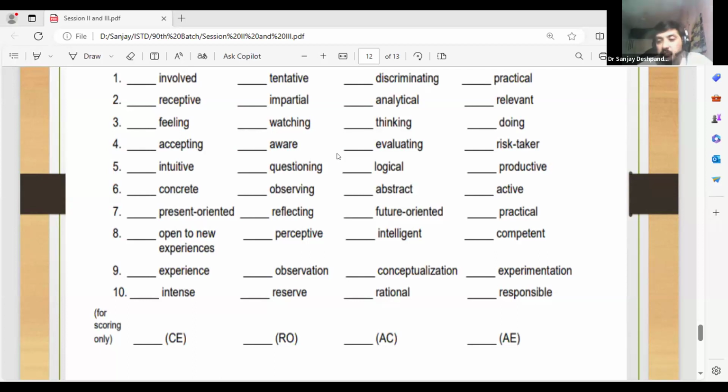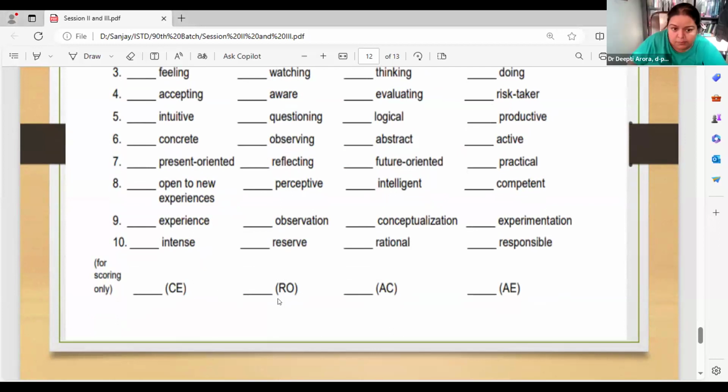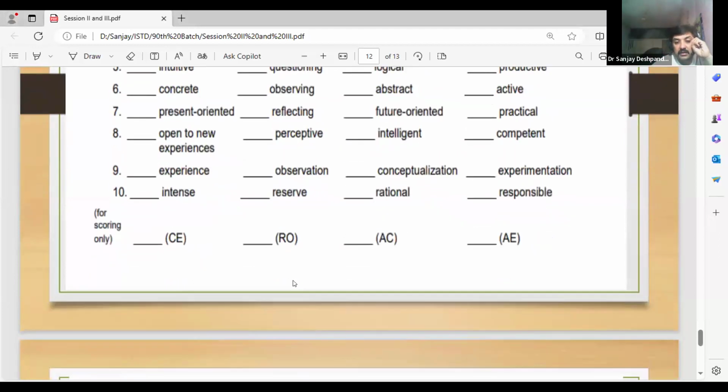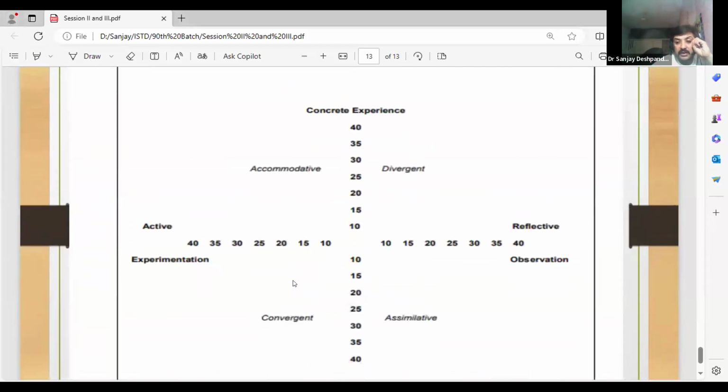All of you are done? Yes, sir. Okay, and please give these code words to all four columns. CE, I'll explain to you what this is in a short while. CE, RO, AC, and AE. Your task is still not over. The next phase of this is here.